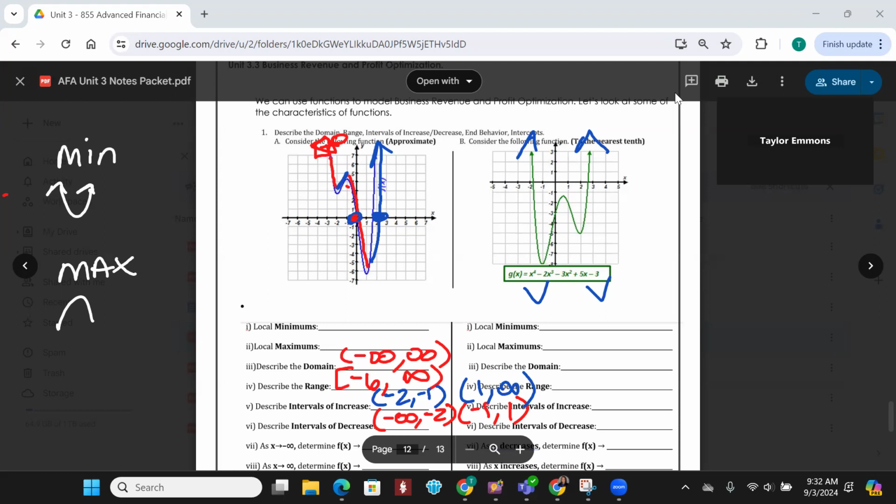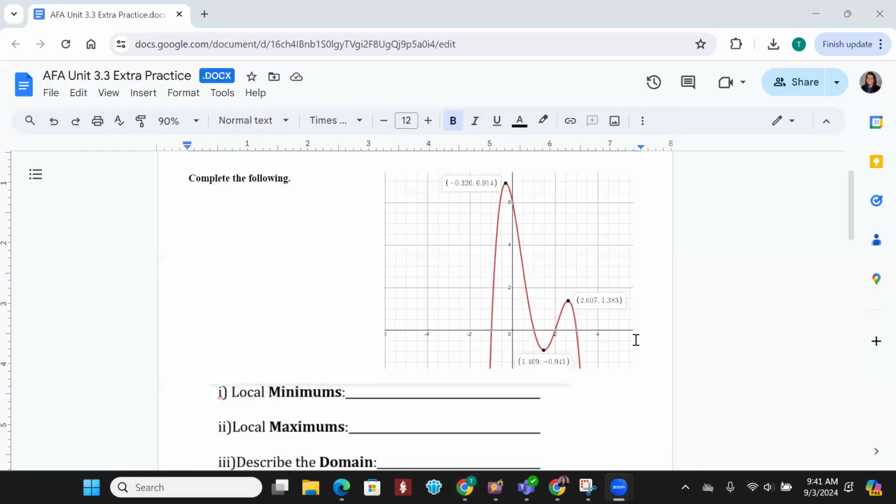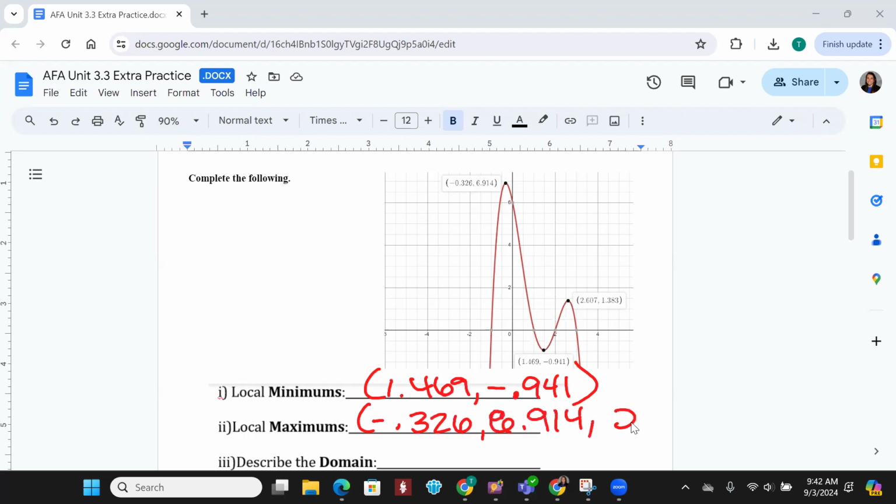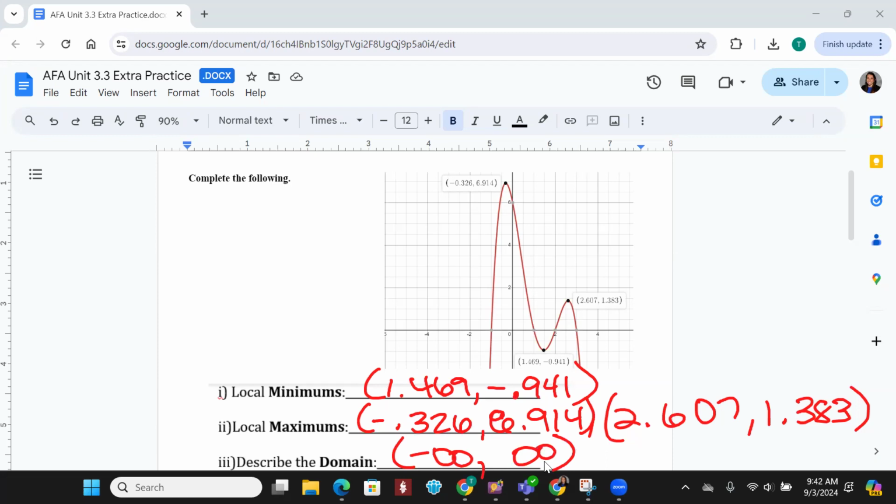We're going to do a quick little practice. So what is local minimum? -0.949941. Okay, cool. Maximums. 6.914. And 2.607, 1.383, right? All right, what's the domain? All real numbers, or negative infinity to positive infinity, right? Questions on those 3?